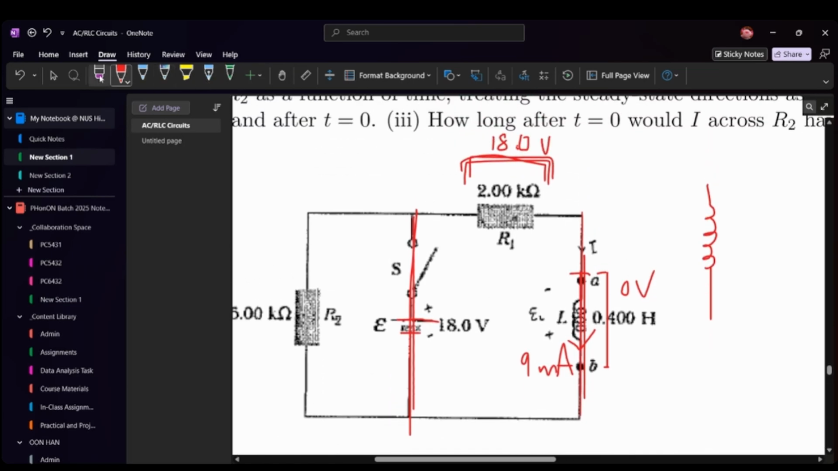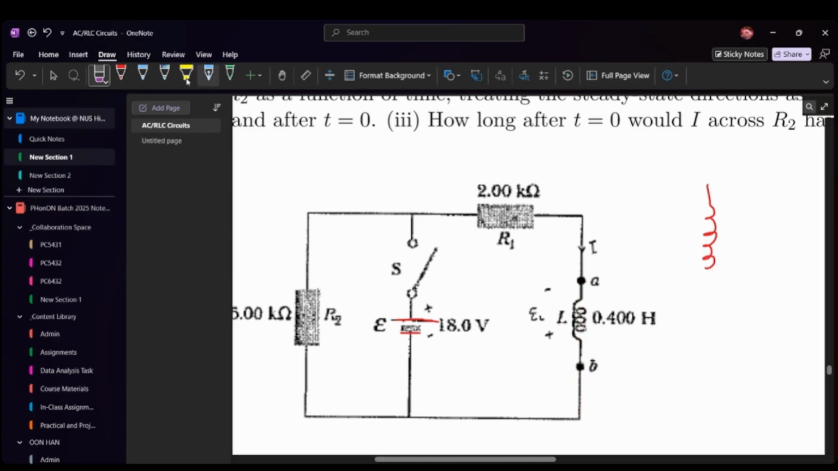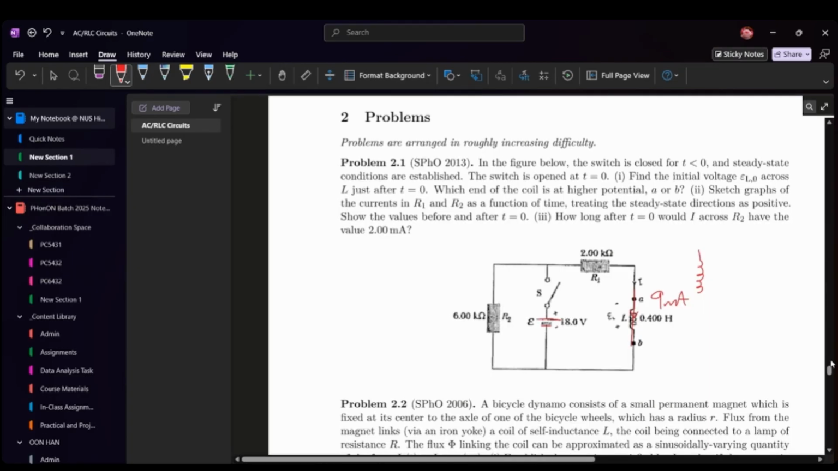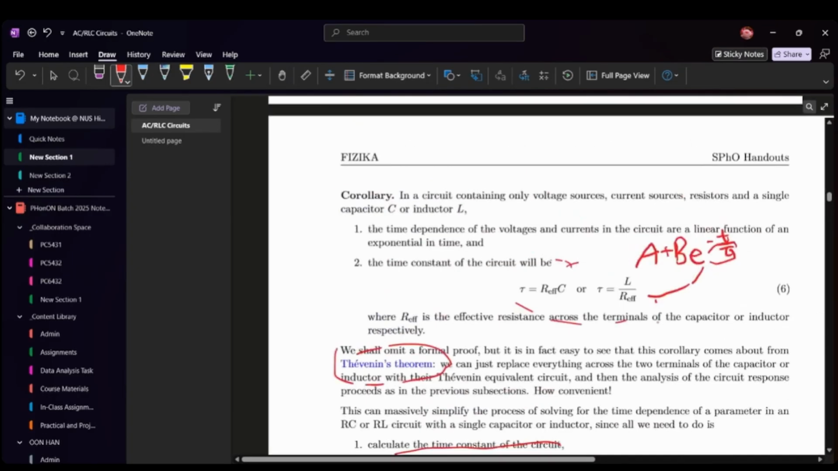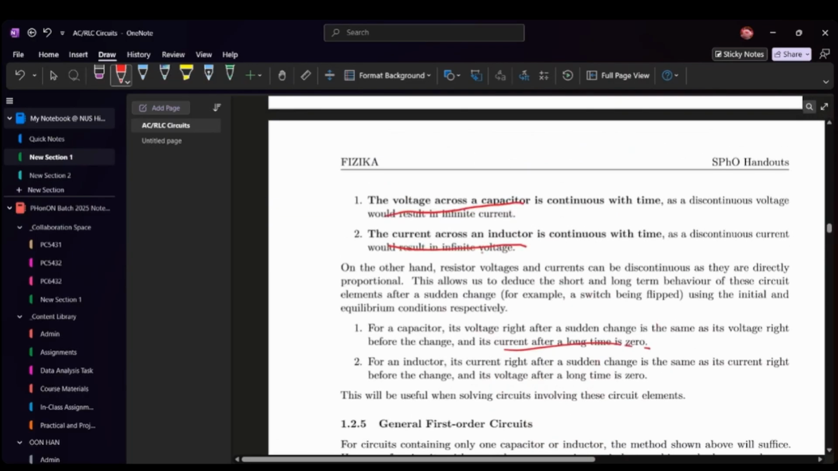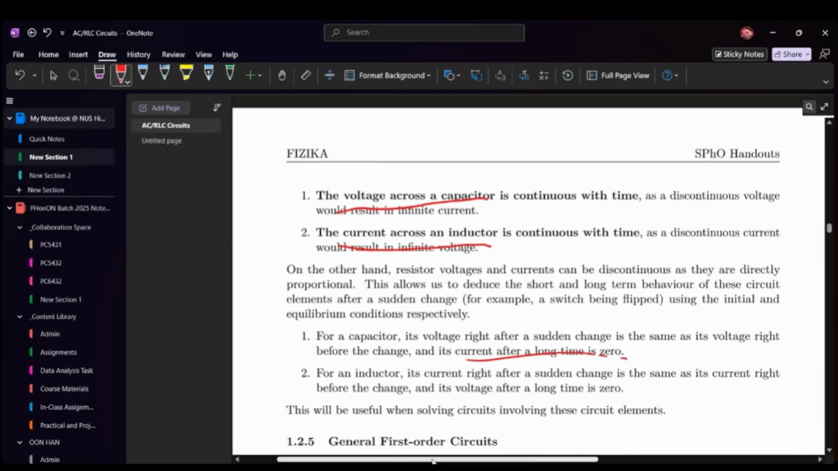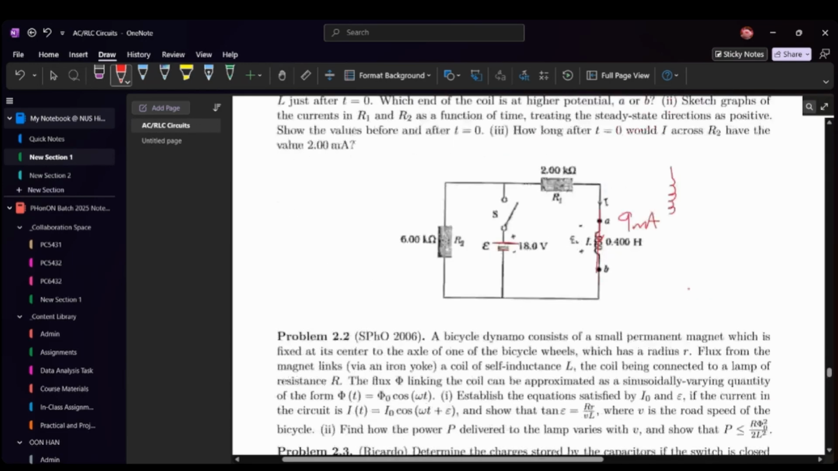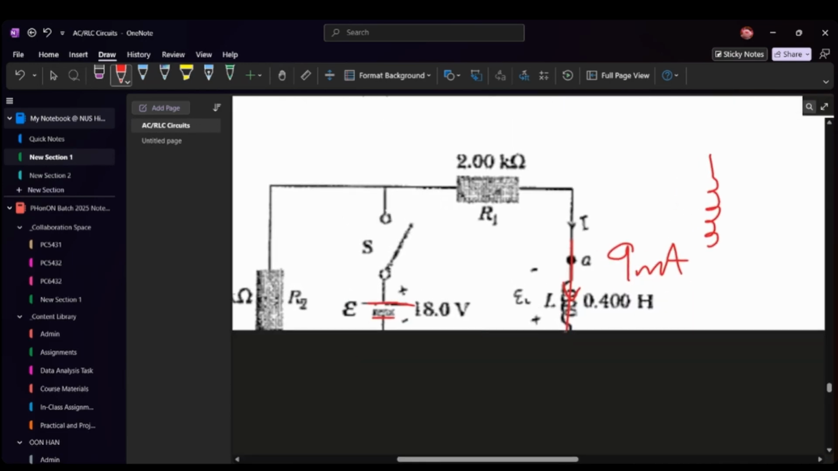When the switch is opened, the main thing to note is that the current flowing through the inductor remains as 9 milliamps. This is because of the thing I elaborated in the notes previously, which is that the current across an inductor is continuous with time. So this current across the inductor will remain as 9 milliamps.